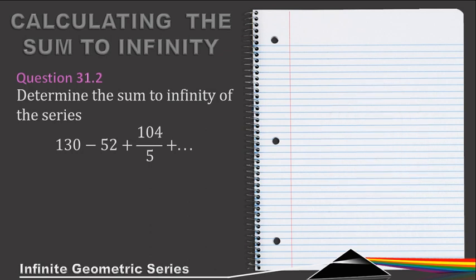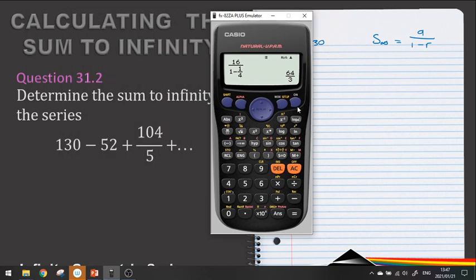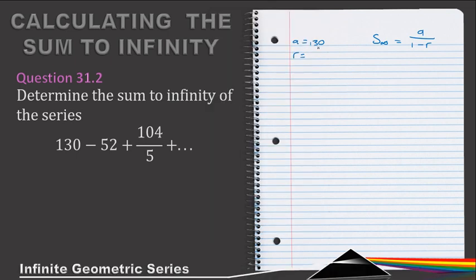Okay, so question 31.2, determine the sum to infinity of the series 130 minus 52 plus 104 over 5. Immediately I see my terms are positive, negative, positive, so I know my ratio is going to be a negative value. So first of all, let's write down our formula. Sum to infinity is equal to a over 1 minus r, and then our a value is 130, and our common ratio is going to be term 2 over term 1. So we can say negative 52 over 130, and that would give us negative 2 over 5. Okay, now all that's left is substituting. So 130 over 1 minus negative 2 over 5. And then we work that out.